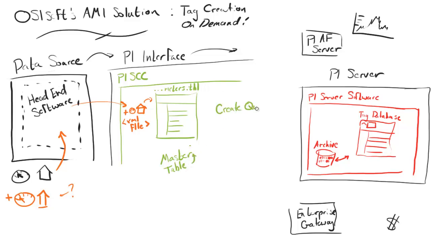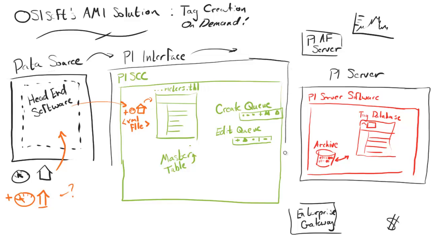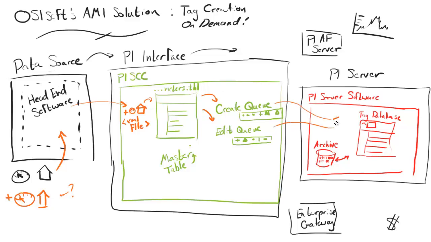Now, once a new meter is added to the master table, it's going to be put into a queue to be created on the PI server. There's also an edit queue in case we need to edit tags. So upon a new meter coming in, it's put into this create queue. The reason we have a queue is because thousands of meters might be created all at once, and if we lost connection to the PI server, we want to be able to pick up where we left off. Now, these are picked up by the PI server and added to the tag database.